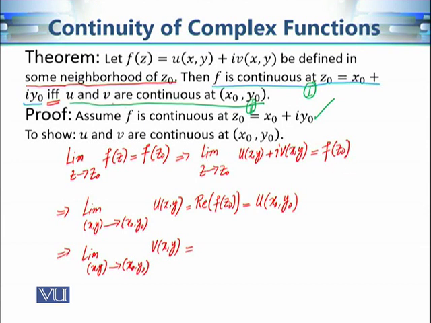So the imaginary part of this limiting value, the limit as z approaches z naught, or the limit as (x, y) approaches (x naught, y naught) of v of x y, should be equal to the imaginary part of f of z naught. Now once again, what is f of z? f of z is equal to u of x y plus iota v of x y. And the imaginary part of f of z naught would be v of x naught y naught. So this is equal to v of x naught y naught. So this is the definition of continuity, and then we have the following consequences of this definition.